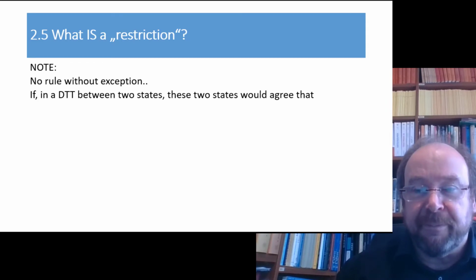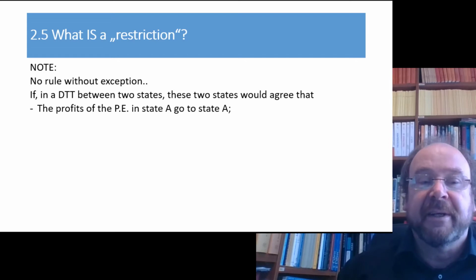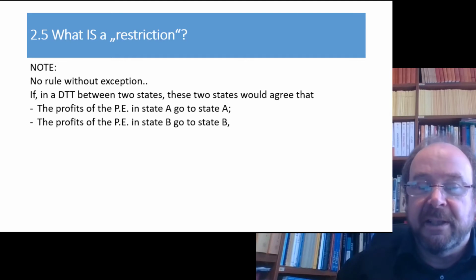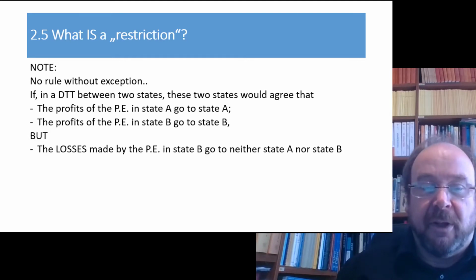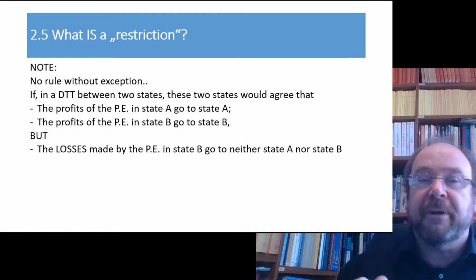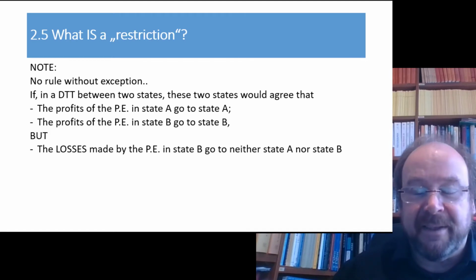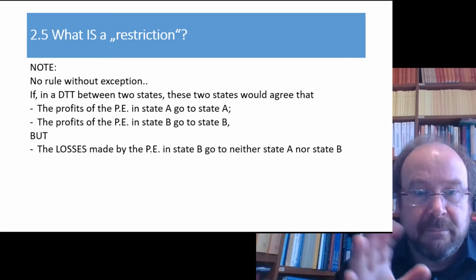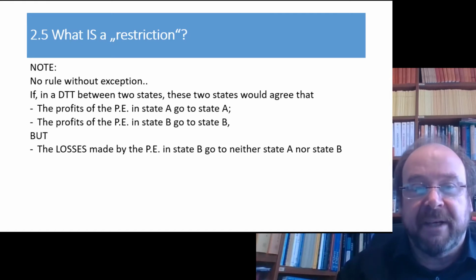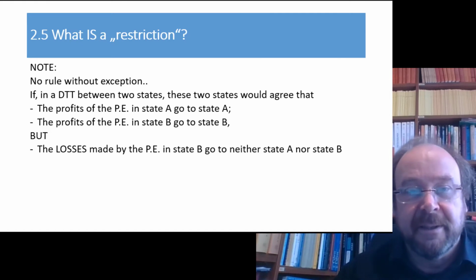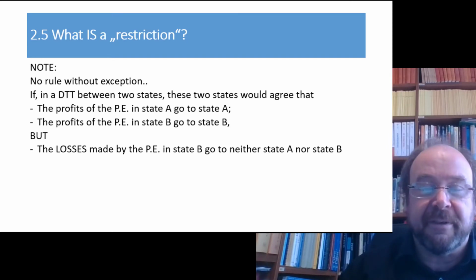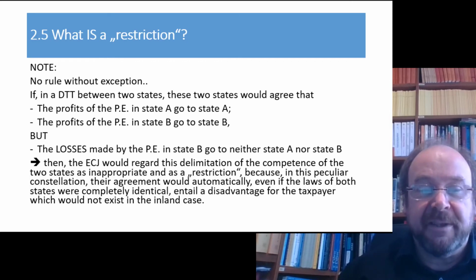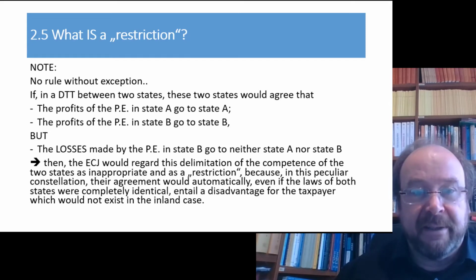For example, if the rule in a DTT is the profits of the PE in state A go to state A, the profits of the PE in B go to state B, but the losses, if they occur, of a PE in state B go to neither state A nor state B, so that a certain amount of events goes to the nirvana, and that is systematically to the disadvantage of the taxpayers involved, that would probably be criticized by the ECJ, and there have indeed been cases where that has been criticized.